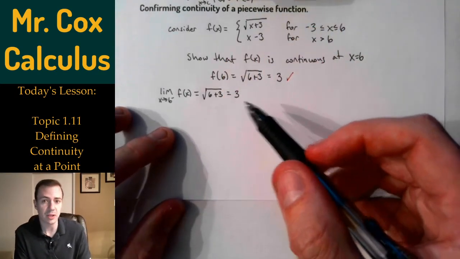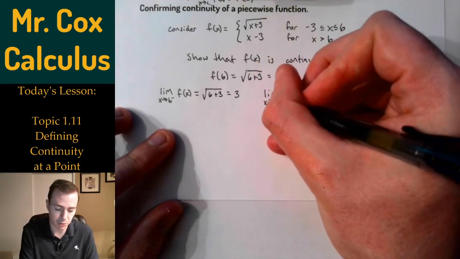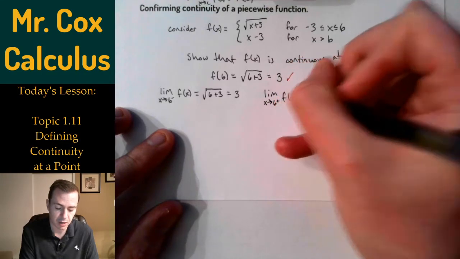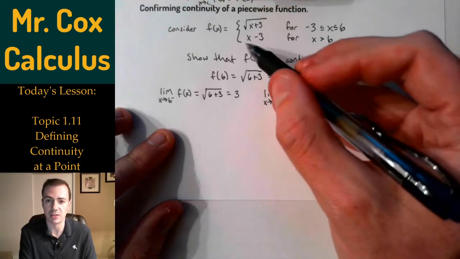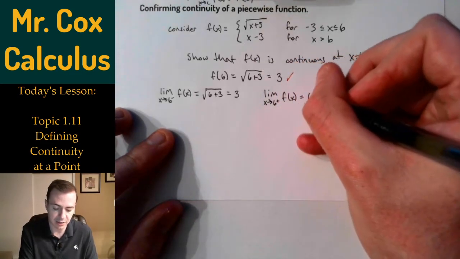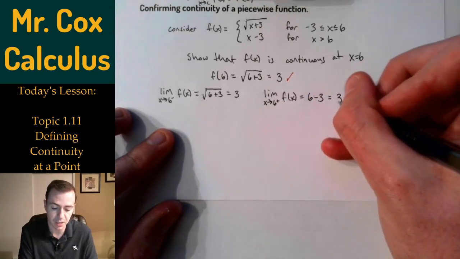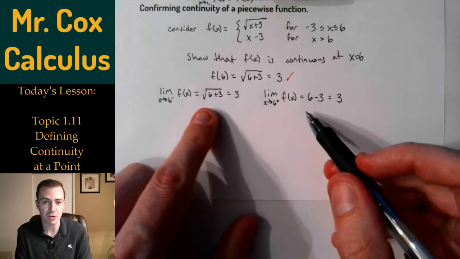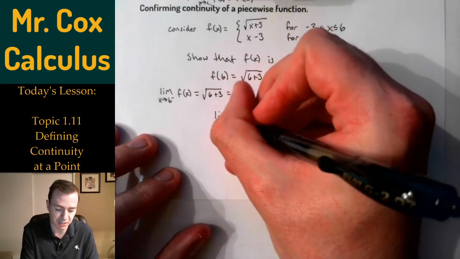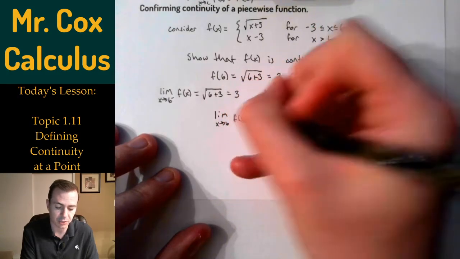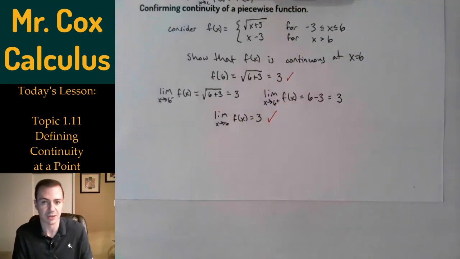The part that's going to be really interesting and really important is what happens when I look at the limit as x approaches 6 from above of f of x. Well, for values greater than 6 here, I need to look at this bottom piece, and I can do direct substitution there and say that's going to be 6 minus 3, and that equals 3. So here my one-sided limits match, so I can say the limit as x approaches 6 of f of x is equal to 3. So the limit exists, and that's the second bullet point that I had to reach.